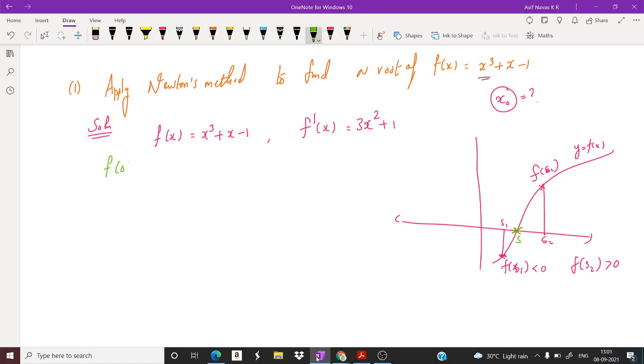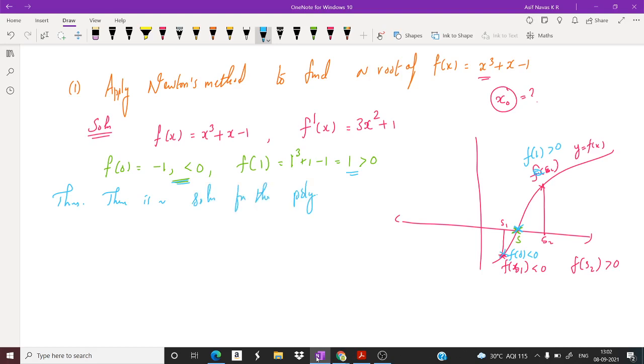So take f of 0, which is minus 1, this is less than 0, and if I take f of 1, which is 1 cube plus 1 minus 1, this is greater than 0. You can take it. Now what you can say is, we have f of 1 is greater than 0 and f of 0 is less than 0. So somewhere in the middle, there is a solution for the polynomial in between 0 and 1.